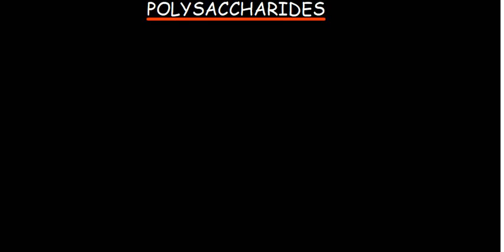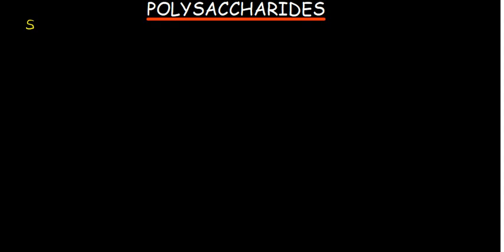So polysaccharides, the first one we should understand is starch. Starch is formed from alpha glucose molecules. We have one starch which is straight and one which is branched. When you are forming starch, remember we are using alpha glucose. So let me just show an alpha glucose here.